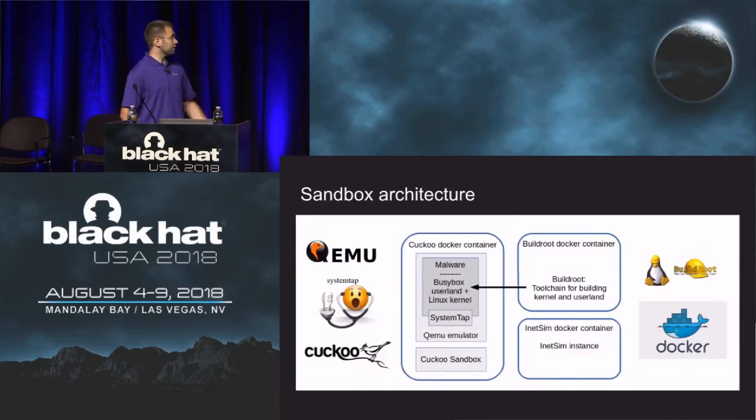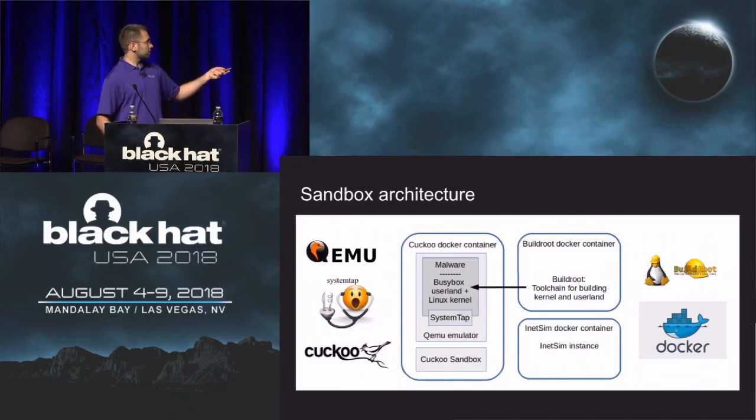So our architecture is based on Cuckoo mainly. It is wrapped in Docker for ease of deployment. And the huge contribution that we bring is the Buildroot environment, where Buildroot is a package-less Linux distribution. This container will build the system image that is afterwards used inside the QEMU emulator. The QEMU emulator can emulate all the different CPU architectures on x86. And we instrument the image that has been built with SystemTap, so that we know what's going on inside when we execute.